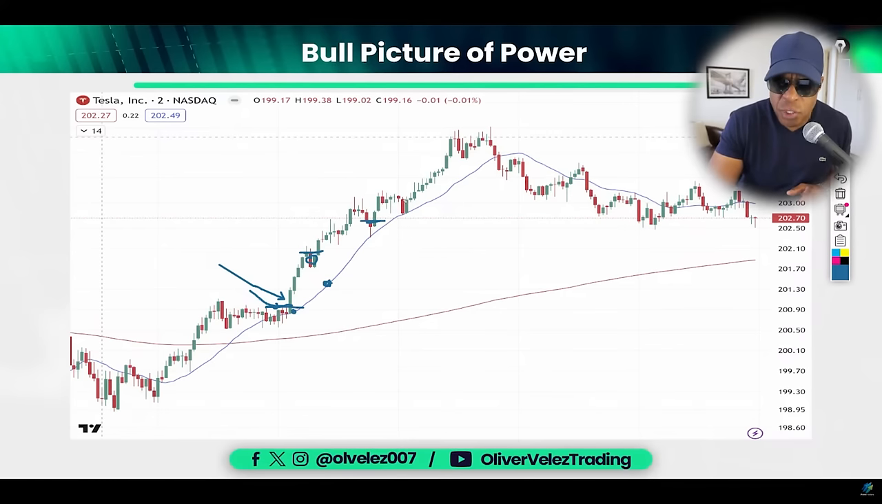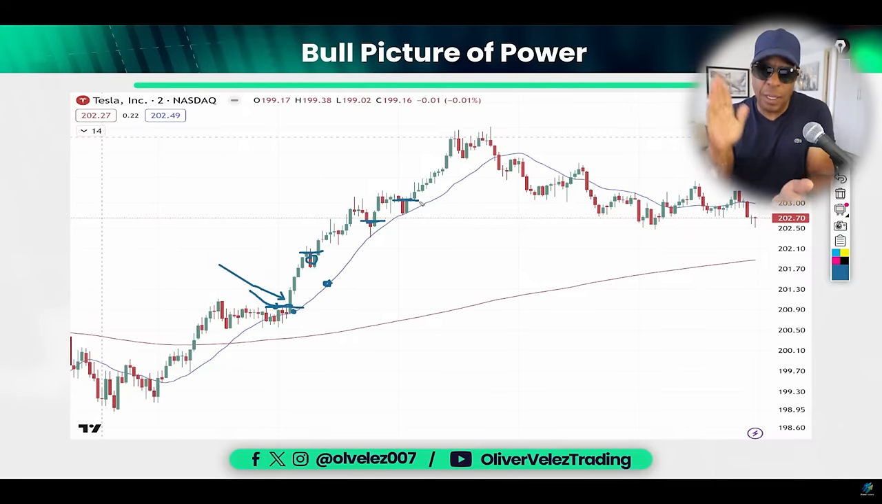But this one is a color change near the 20. Boom! Green takes out red near the 20. Go! All right? So you got this, right? Picture of power: the 20 is separating from a flattish type 200 period moving average, the 20 is starting to rise. Power bars off the 20. Boom. Red bar near the 20, green bar takes it out. Boom. And these are our two main events.